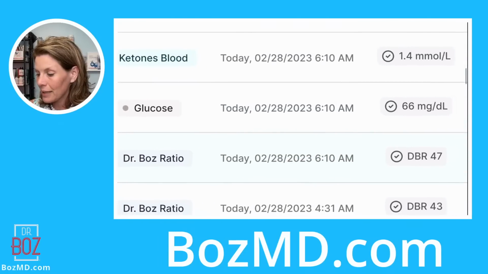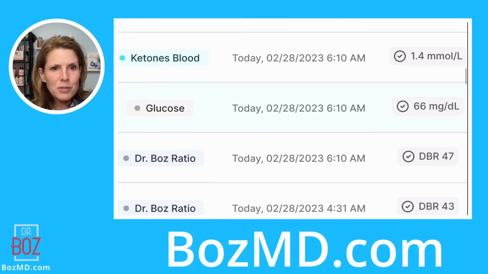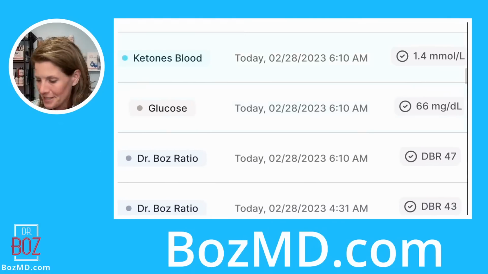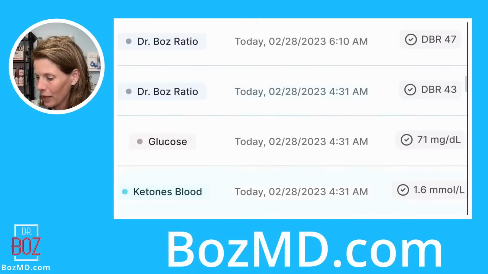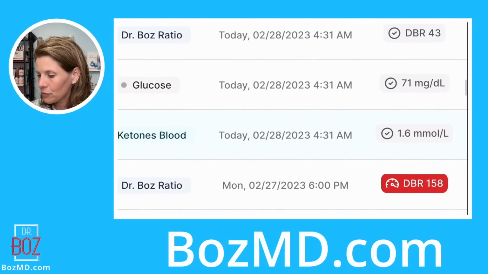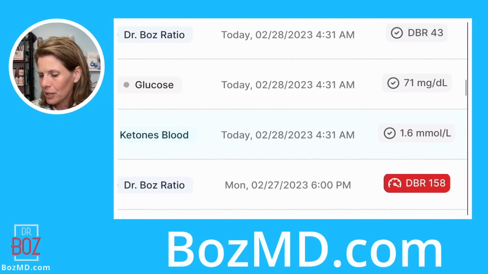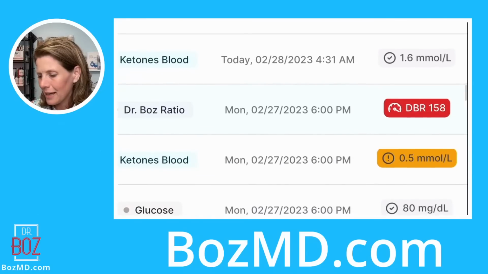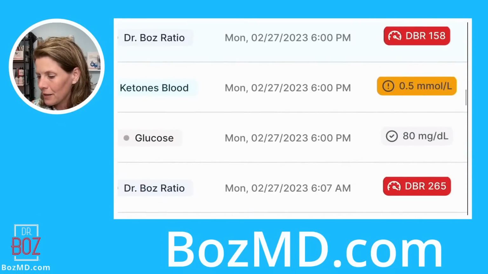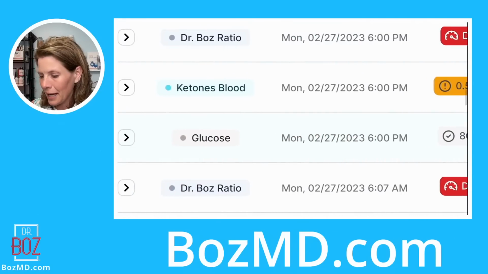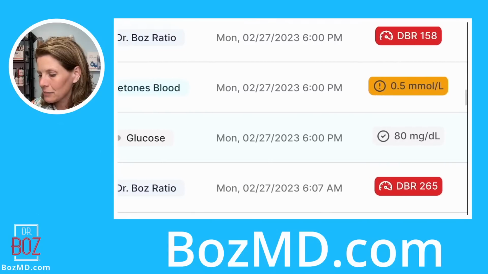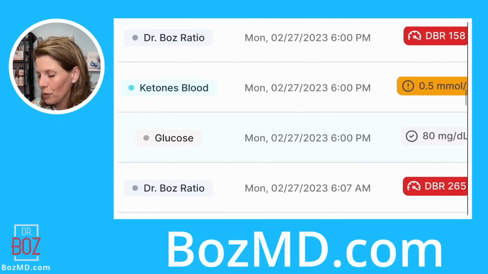So there's what it really was when I got up this morning, which is a glucose of 65, ketones of 1.4. As you might guess, my sleep score wasn't great because of that wake up in the middle of the night. 4:30 again is pretty early. I don't know why I was up at 4:30 in the morning. There's one that's not so good, 6 p.m. at night. Again, glucose of 80, ketones of 0.5.